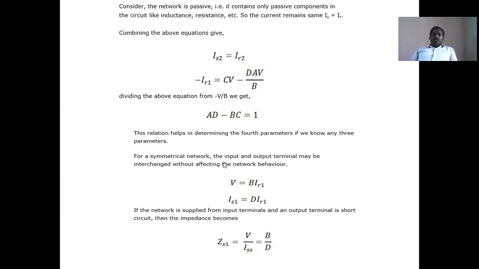For a symmetrical network, the input and output terminals may be interchanged without affecting the network behavior. The reciprocity theorem is this: if the excitation is applied first at the sending end side and second at the receiving end side, the response is the same. That is the thing here. That's why IS2 is equal to IR1. Interchange does not affect the network behavior. ZS1 we can calculate as V by IS1, which is V by D, since IR1 gets cancelled. ZS1 is equal to V by D.